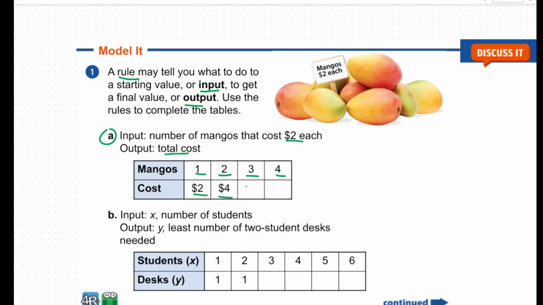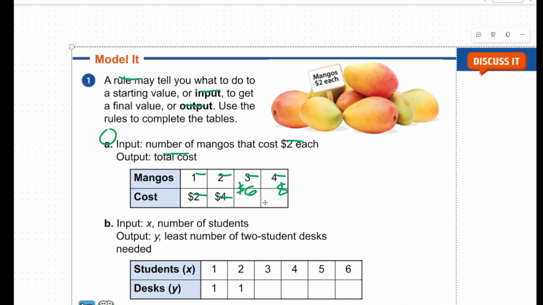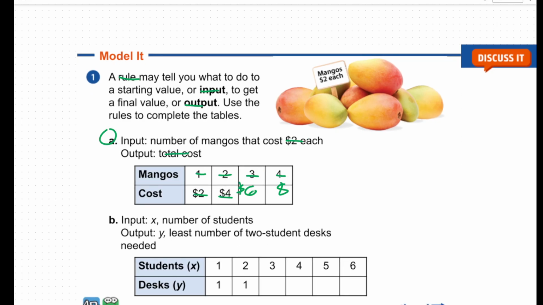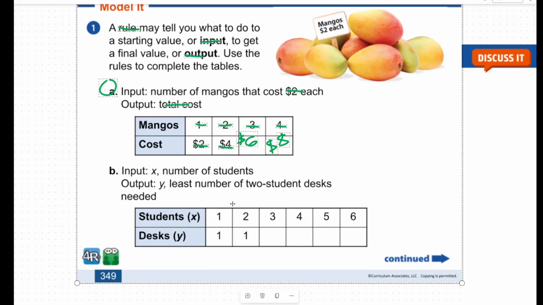Three mangoes, hopefully you got, would be $6. And four mangoes would be $8. Let me go back to my pen. $8. All right, moving on. Part B.